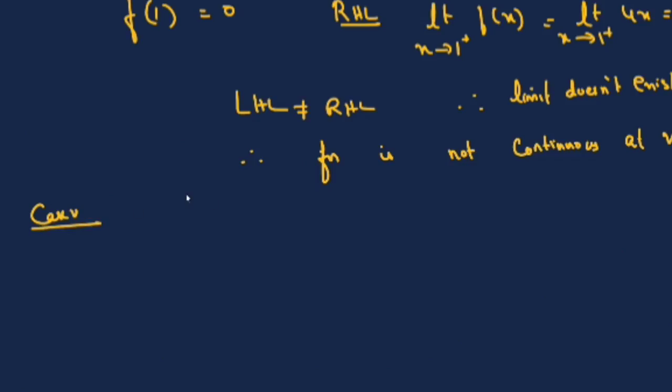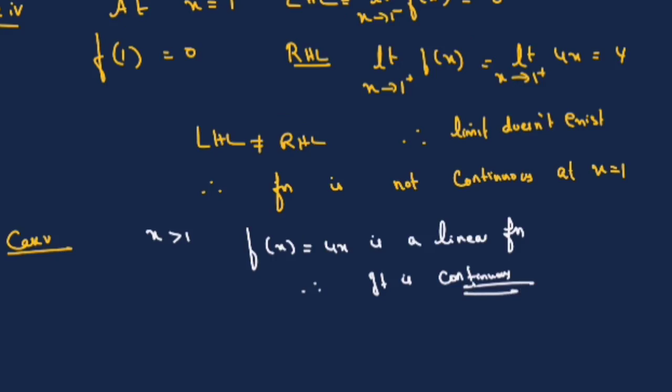The last, greater than 1, the function f of x is 4x. 4x is a linear function, therefore it is continuous. So the function is not continuous at x is equal to 1.